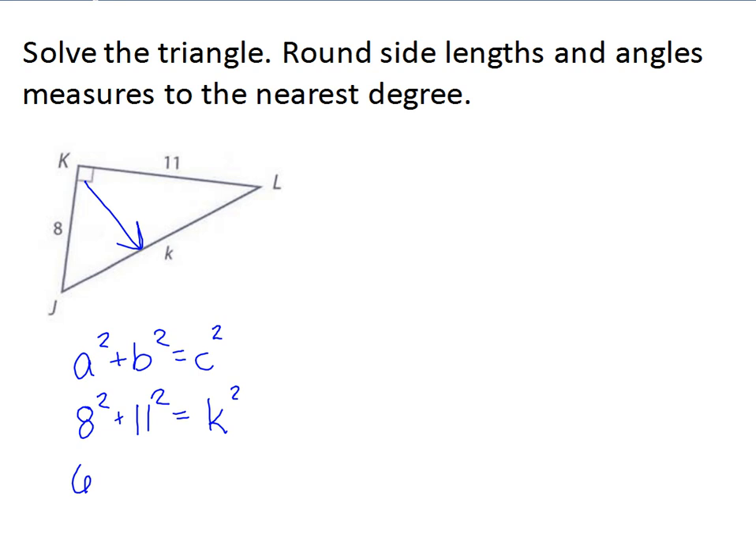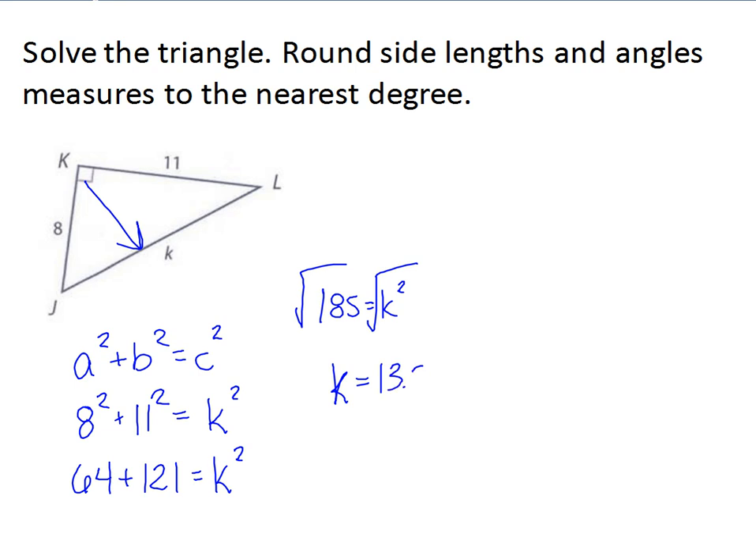Eight squared is going to give you 64. 11 squared is 121. If we add those values together, we're going to get 185 is equal to k squared. To get the k by itself, we are going to take the square root of each side. When we find length of sides, you need to round to one decimal place or to the tenth position. And this is going to get us k is around 13.5.